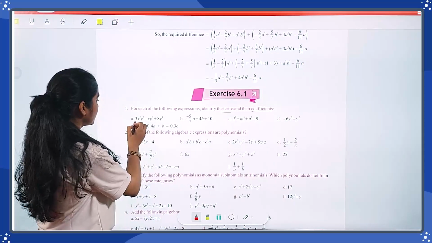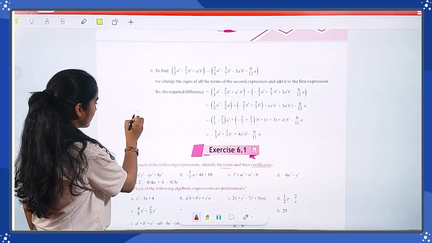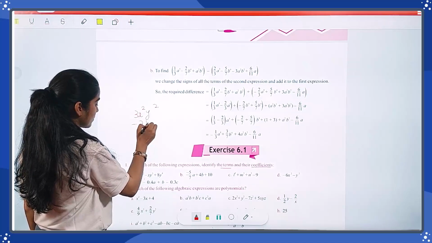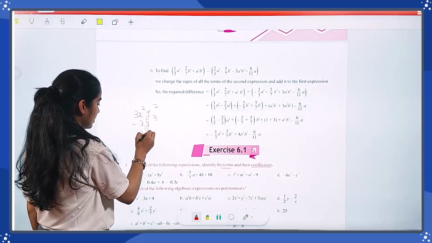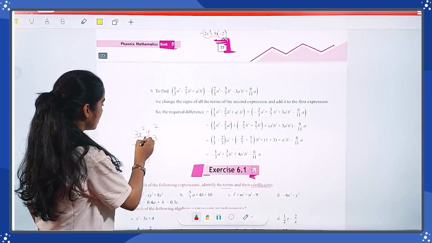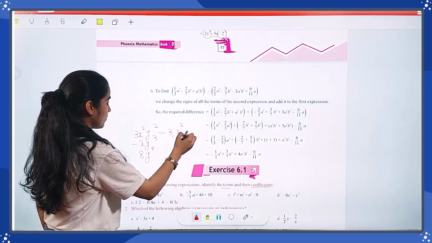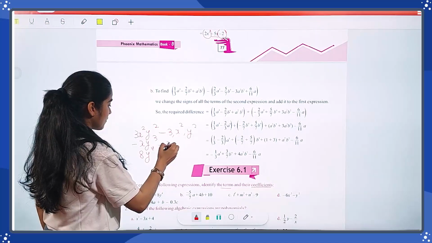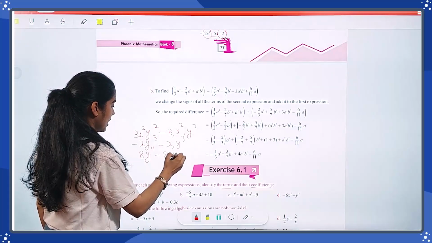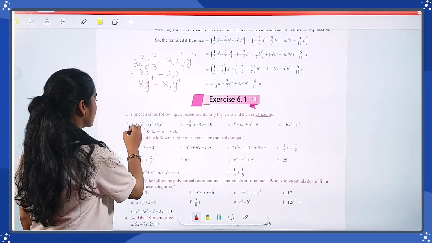So we have the terms 3x square y square minus x y cube and plus 8y to the power 4. So these are the terms and their coefficients. In this, the coefficient is 3, with x square and y square. In this we have coefficient 1, with x and y cube. In this we have coefficient 8, with y raised to the power 4. So in that way you have to solve the rest of the questions.